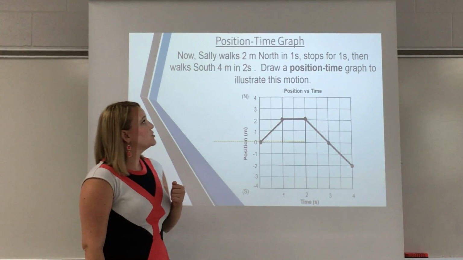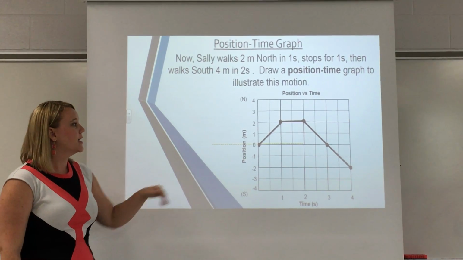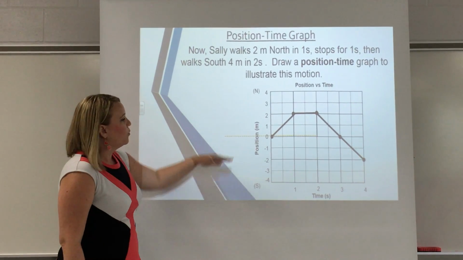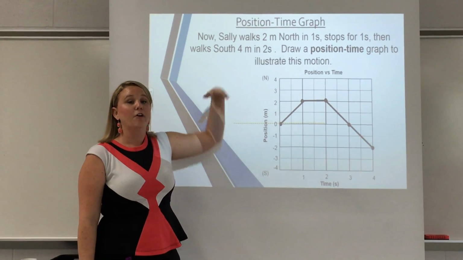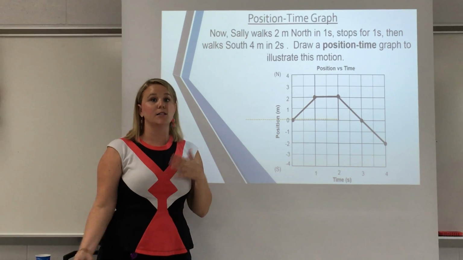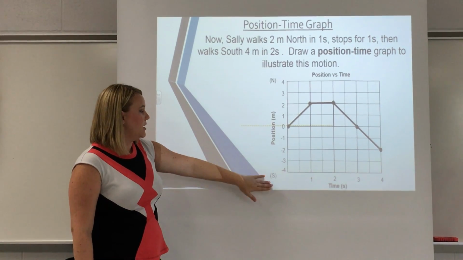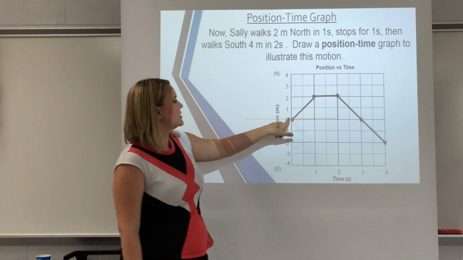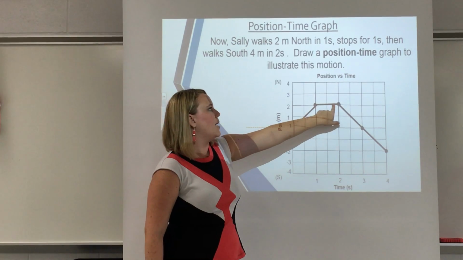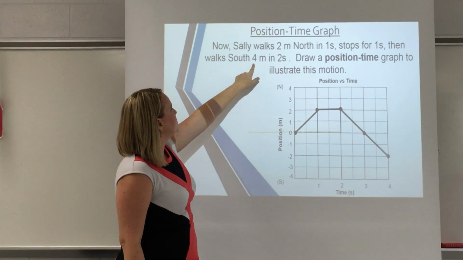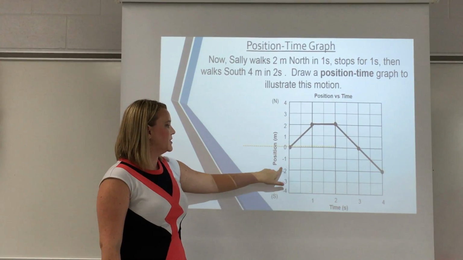Now Sally walks 2 meters north in 1 second, stops for 1 second, then walks south 4 meters in 2 seconds. Here's the position versus time graph for that. Notice we have our 0 right here. So north is defined as our positive direction. Remember, that is up to y'all if you want north to be positive or south to be positive, but make sure it's clearly labeled like it is here. So we have our negative positions down here, south. She starts at a position of 0, 1 second, she walks 2 meters, she stops for 1 second again, then she walks 4 meters in 2 seconds back the other direction, and her ending position is -2.